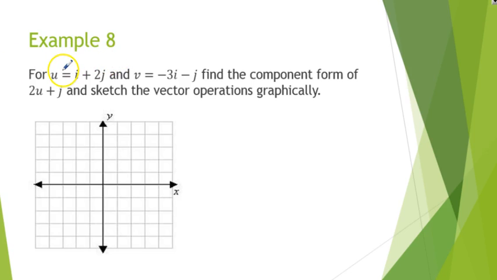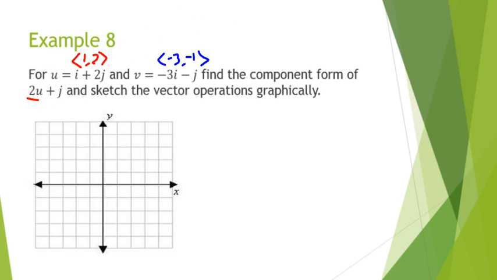So here's an example. We have a vector u and we have a vector v, and we're going to find the component form of 2u plus v. So I'm going to draw these vectors separately. I'm going to do the u part in red. Now, vector u is saying to go right 1 and up 2. Because remember that this is in component form 1, 2. And vector v, I'm going to do this one in blue, is saying to go left 3 and down 1.